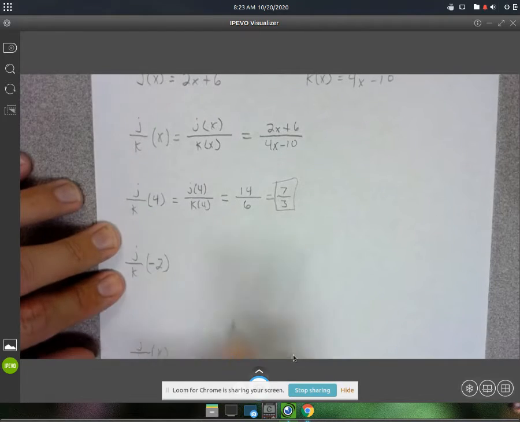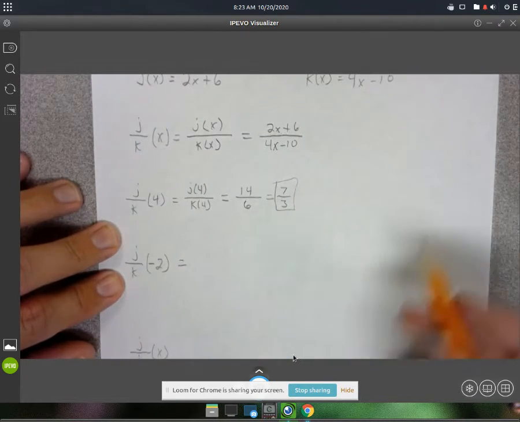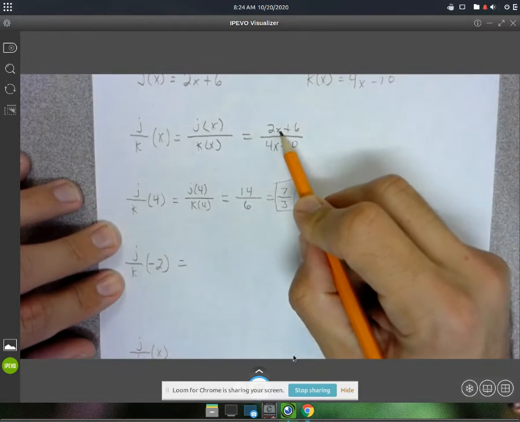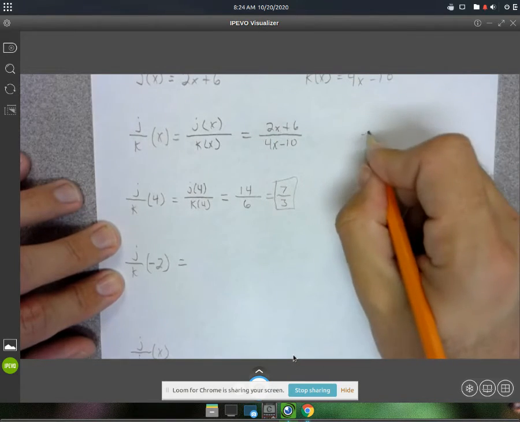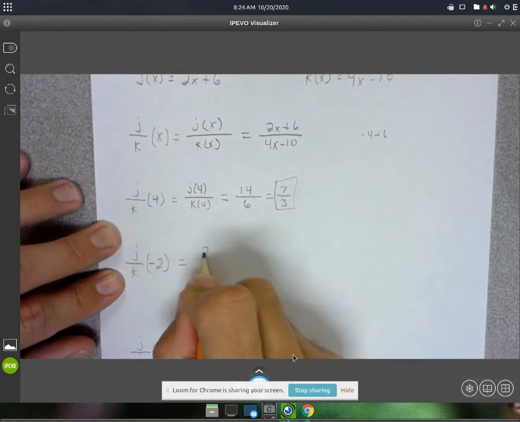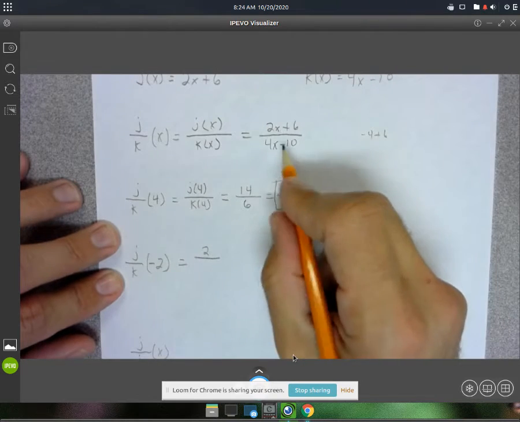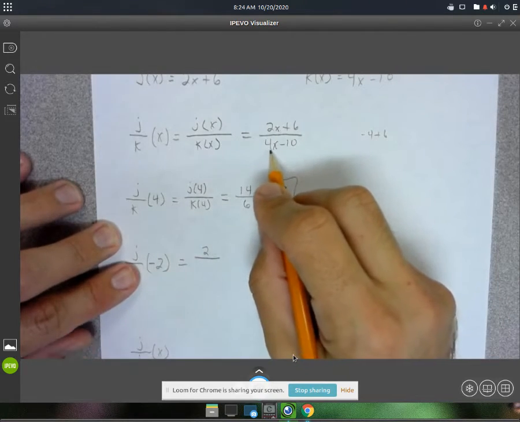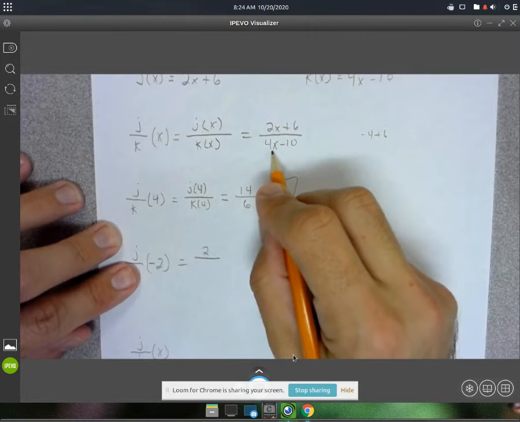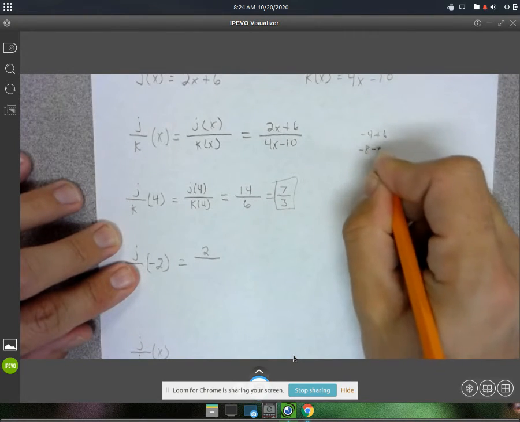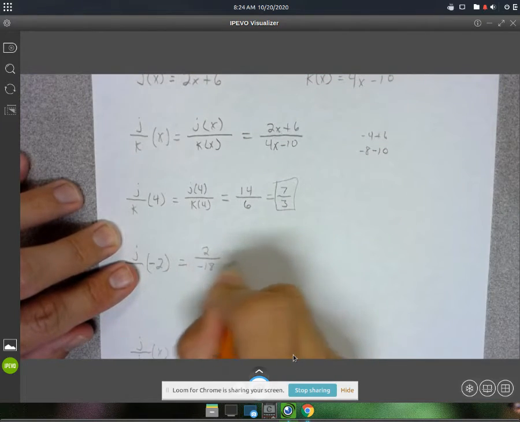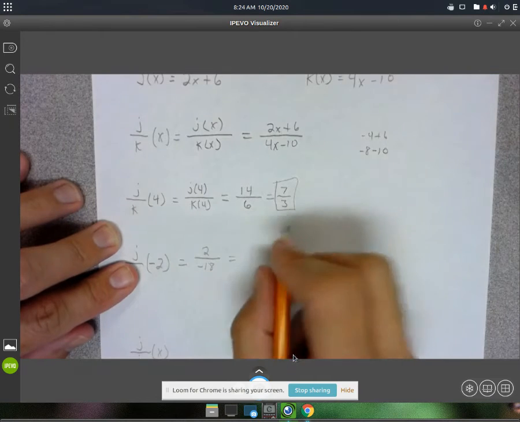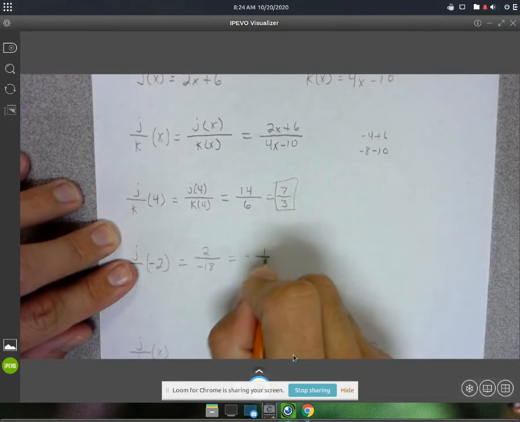For j over k of negative 2, so we're plugging in negative 2 for x this time. 2 times negative 2 is negative 4, and then negative 4 plus 6 is positive 2. And on the bottom, we're plugging in negative 2 for x this time. 4 times negative 2 is negative 8. So we got negative 8 minus 10. That's negative 18. Again, those will divide by 2. And you'll get negative 1 over 9.